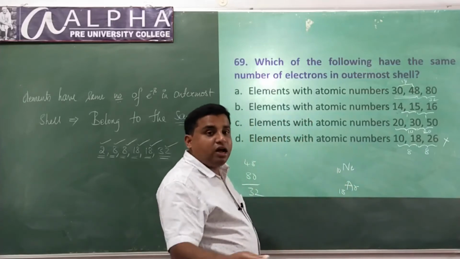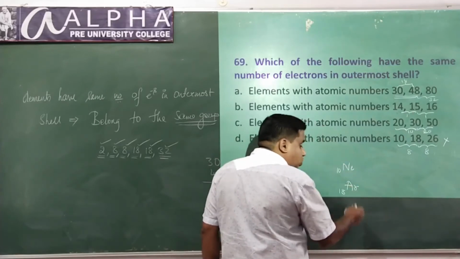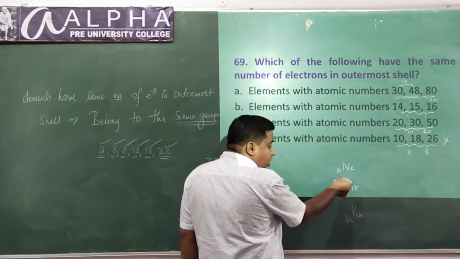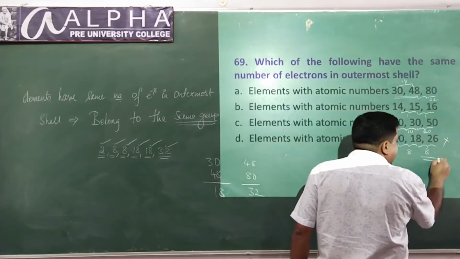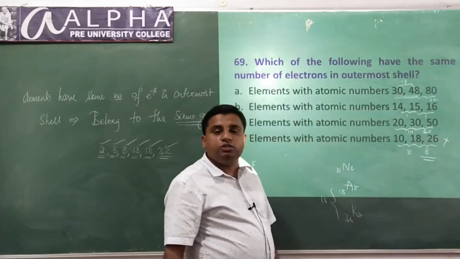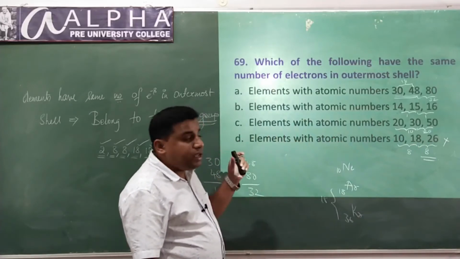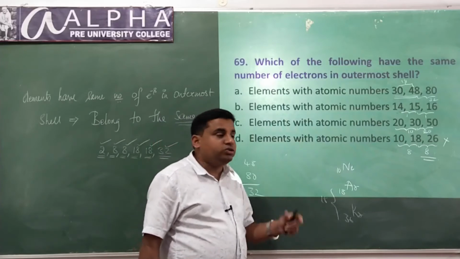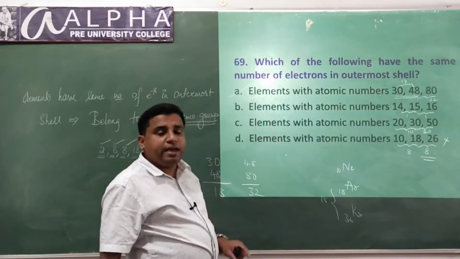Which is the element after argon? Helium, neon, argon, krypton. What is the atomic number of krypton? It's 36. What is the difference between argon and krypton? It is 18. But here the successive difference is 8. Therefore, do these elements belong to the same group? No, they do not belong to the same group. That means which set of elements belong to the same group? Yes, it's option A.